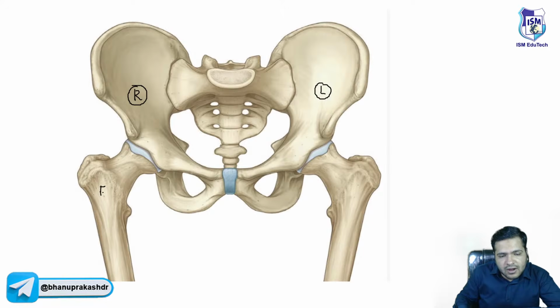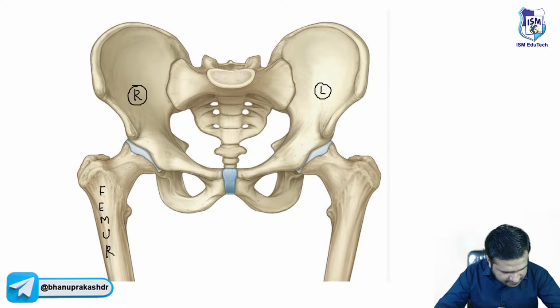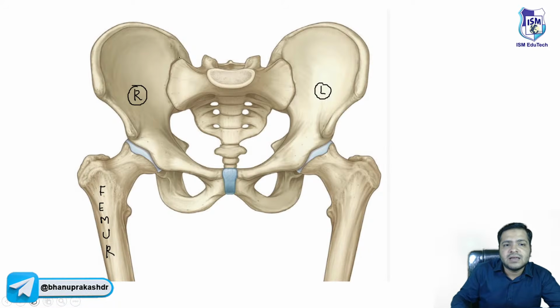And this bone is called the femur. You can very well see in the picture as well. So we already know the hip bone. The hip bone basically consists of ilium, pubis, and ischium. So the hip bone has three parts: ilium, ischium, and pubis.